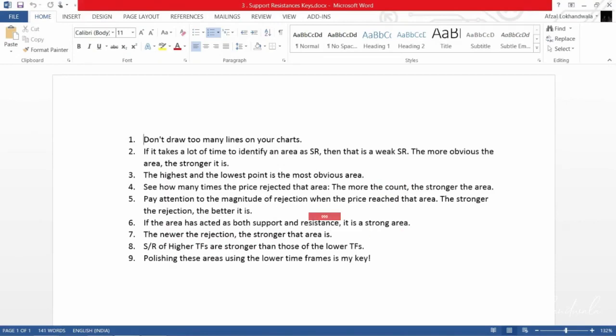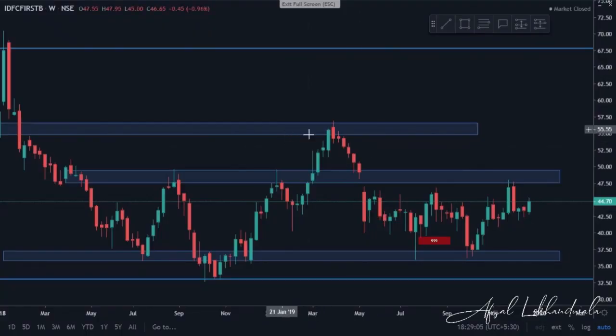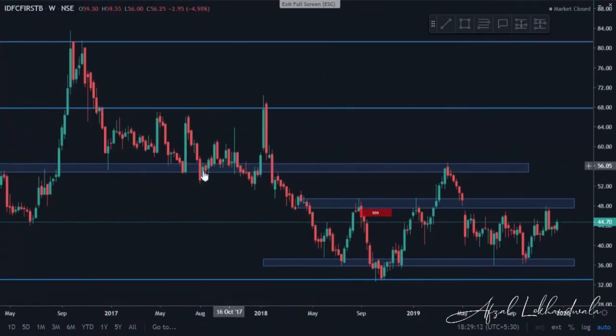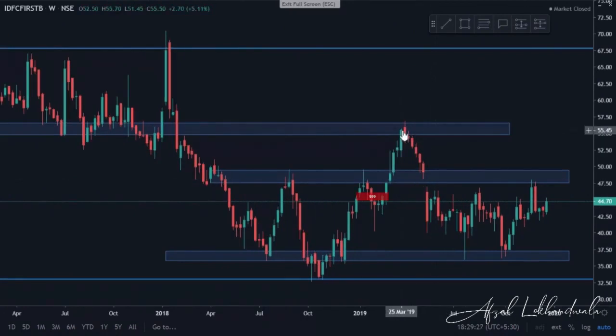If the area has acted as both support and resistance, it is a strong area. This area which has acted as resistance here, if I zoom out the chart and I find that this area had acted as a support right here, it again acted as a support right here, and it also acted as some kind of support here. And now I see that this area has acted as resistance. So this area is a strong area. In a chart, if you find such areas which have acted as both support and resistance, then those areas are very important areas.